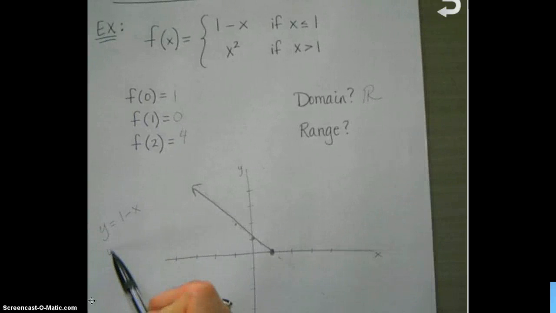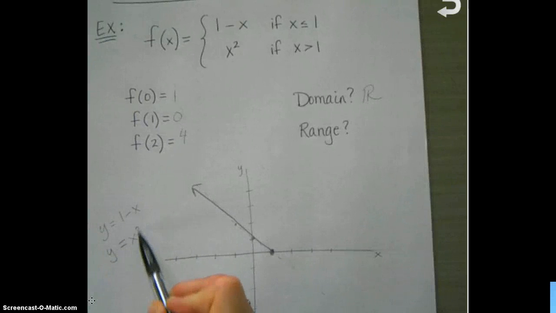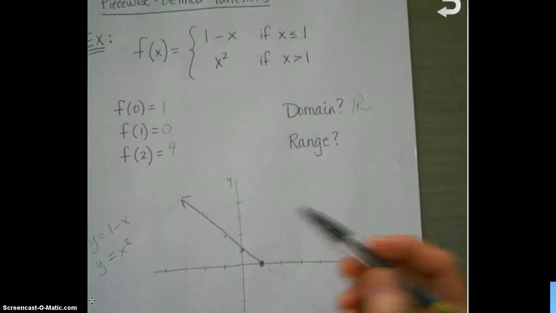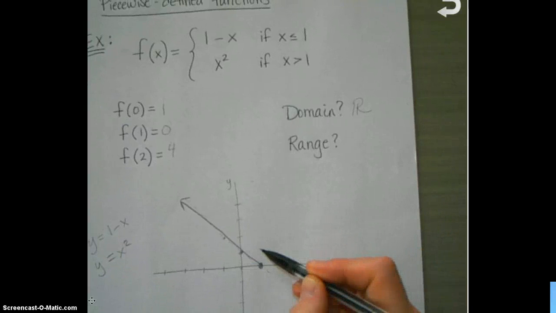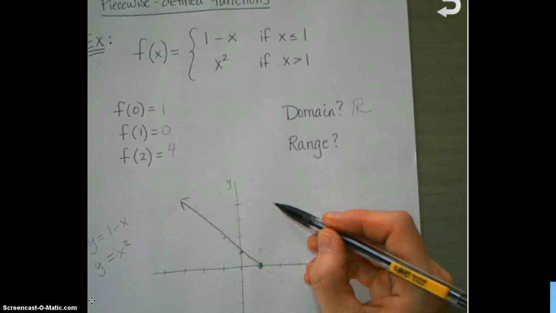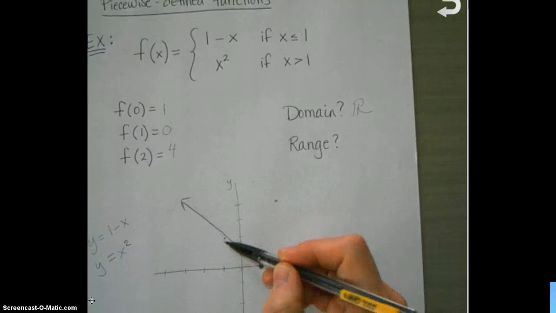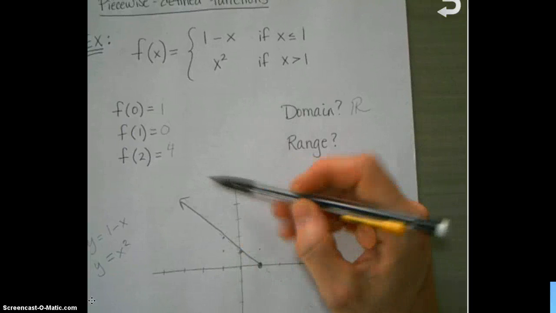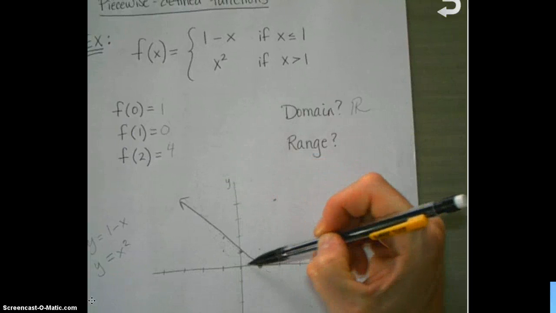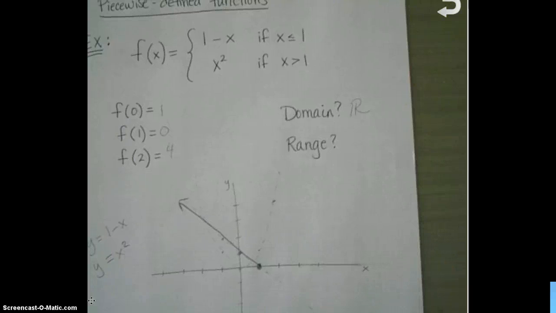The second graph is y equals x squared. You all know what that looks like, but let's just plot some points. It's a parabola. It goes through 0, 0, 1, 1, 2, 4, -1, 1, -2, 4, and so on. So very lightly, here is our parabola.